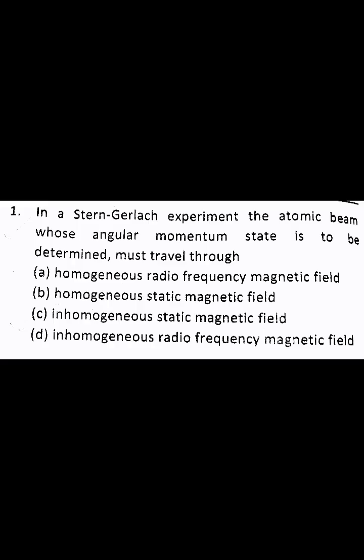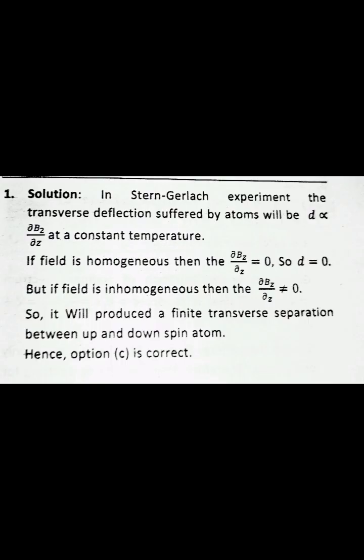The next question is, in a Stern-Gerlach experiment, the atomic beam whose angular momentum state is to be determined must travel through. In the Stern-Gerlach experiment, the transverse deflection suffered by an atom, that is d, is proportional to dou Bz by dou Z. If the field is homogeneous, then dou Bz by dou Z is equal to 0. Therefore, d is equal to 0. And if the field is inhomogeneous, then dou Bz by dou Z is not equal to 0, and it will produce a finite transverse separation between the up and the down spin atom. So, the answer is option C.